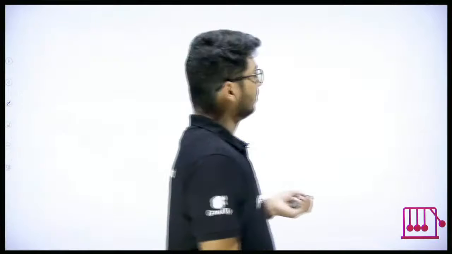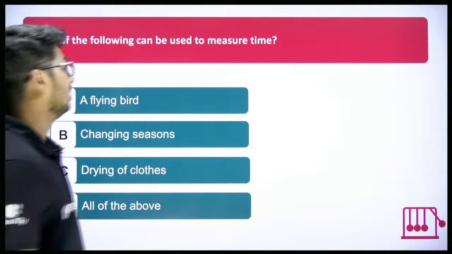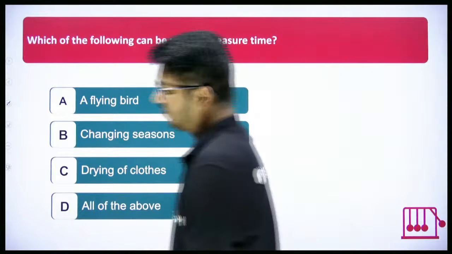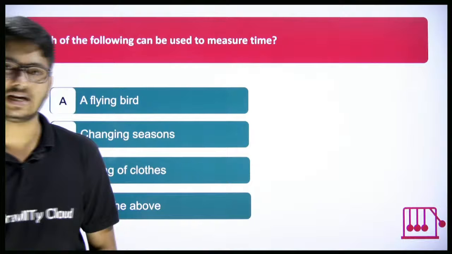Good. So now these were some natural examples. I mean, these phenomena, people found in nature. So look at a simple question here. Which of the following can be used to measure time? You have different examples: a flying bird, changing seasons, drying of clothes, all of the above. Which of the following can be used to measure time? What do you think? A, B, C or D?